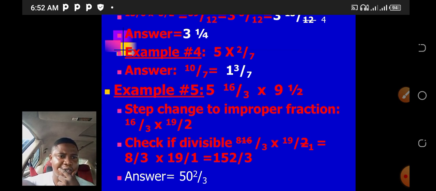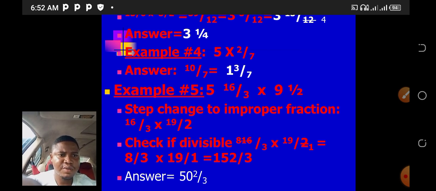Look at this, for example now, 16 over 3, 19 over 2. Now, looking at 16, I can see that 2 can go in 16, and I say 2 here 1. 2 in 16 gives me what? 8. Okay, and nothing can go again. So we have 8 over 3 times 19 over 1. So 8 times 19 will give us what? 152.